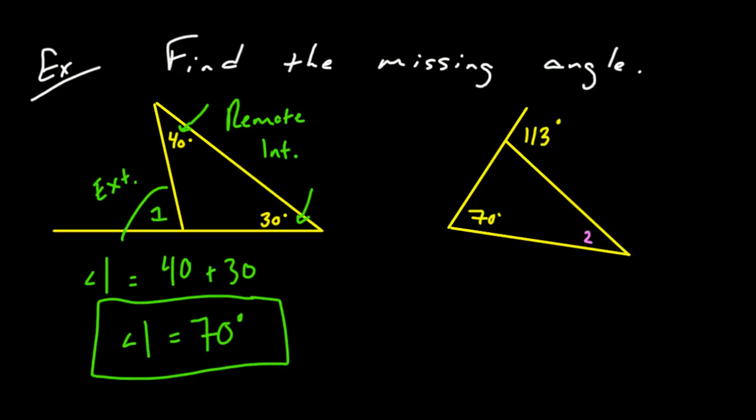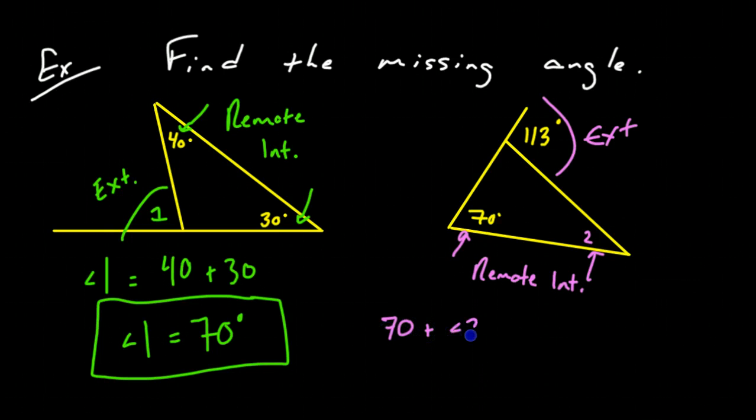Angle 2. Well, this time around, the 113 is the exterior, and the other two angles are our remote interior. So we can say, well, 70 plus angle 2 equals 113. If I add my 2 remote interior, I get my exterior. So that means angle 2 equals 43 degrees.